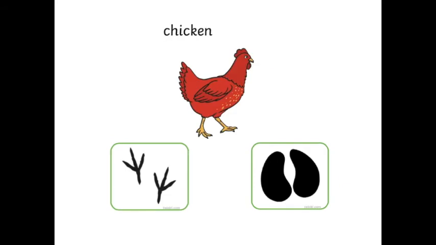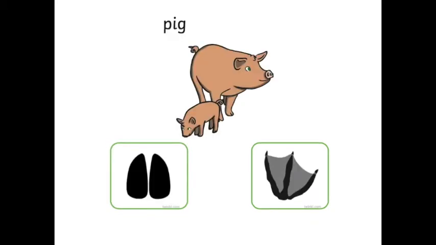Look at the chicken's feet. Is this correct or this correct? Which footprint? These are the chicken's footprints. Which is the correct footprint? This one or this one? Look at the pig. Look at its feet. This is the correct footprint.